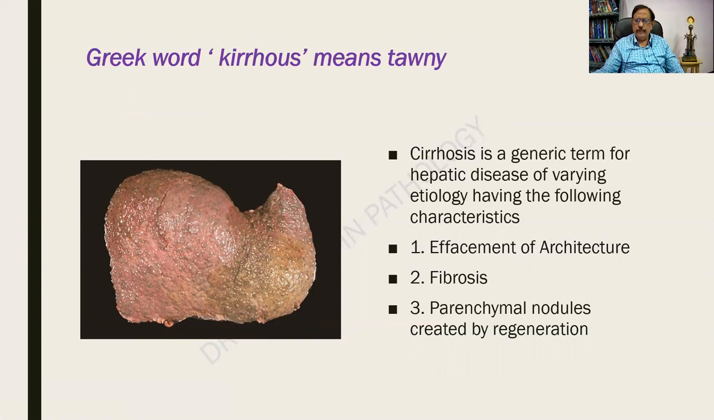The basic thing that we have to remember about cirrhosis will be these three things: 1. Effacement of architecture. 2. Fibrosis. And 3. Regeneration of the parenchymal nodules. Effacement of architecture, fibrosis, and parenchymal nodules. Architecture itself is a relationship of one part of the tissue to another.